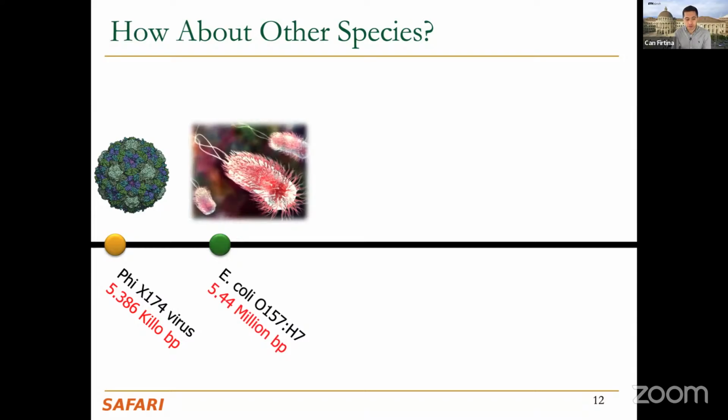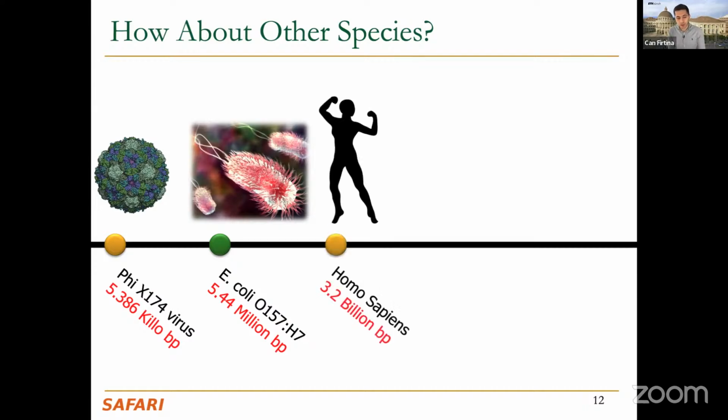If we move a bit further, this is a bacterium known as E. coli, and it's actually a very harmful version of the E. coli strain. Bacteria usually have genomes larger than viruses, but relatively small compared to the human genome. In this case, this E. coli has around 5.5 million bases in its genome. Here we have human, Homo sapiens. They have 3.2 billion bases, again, from one parent in their genome.